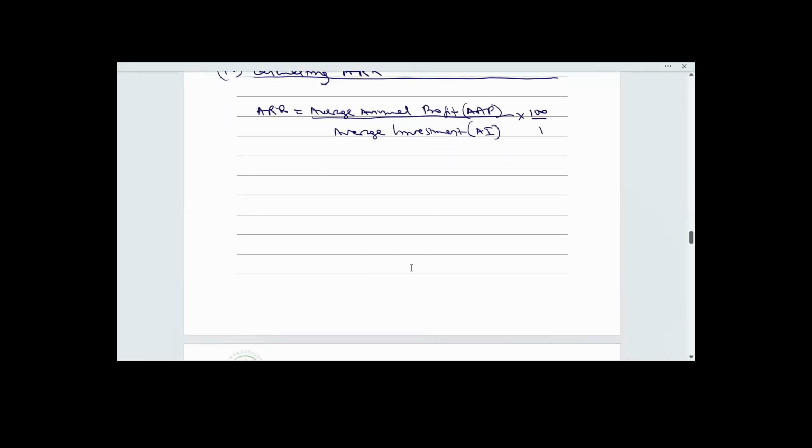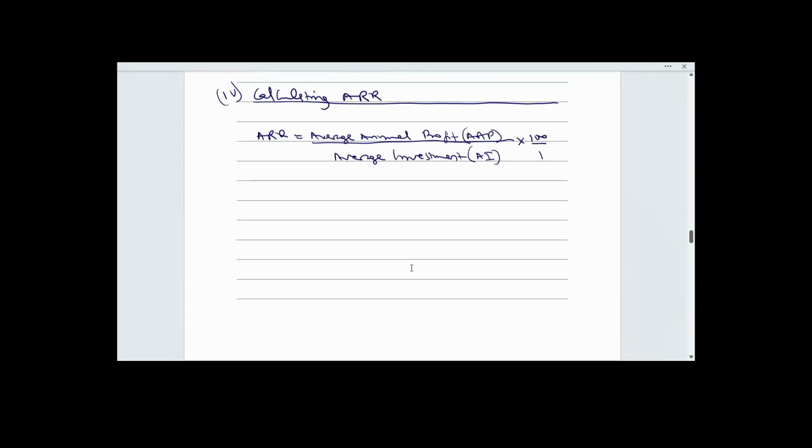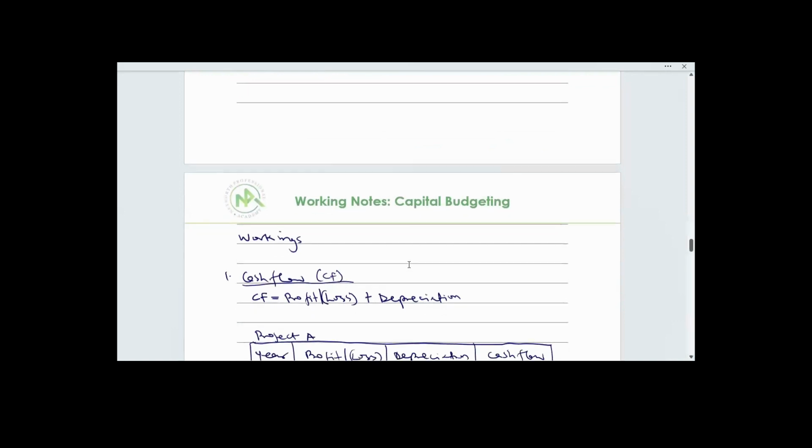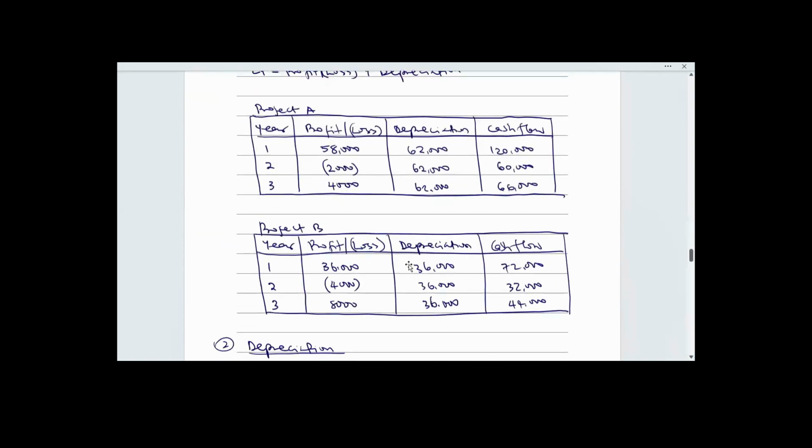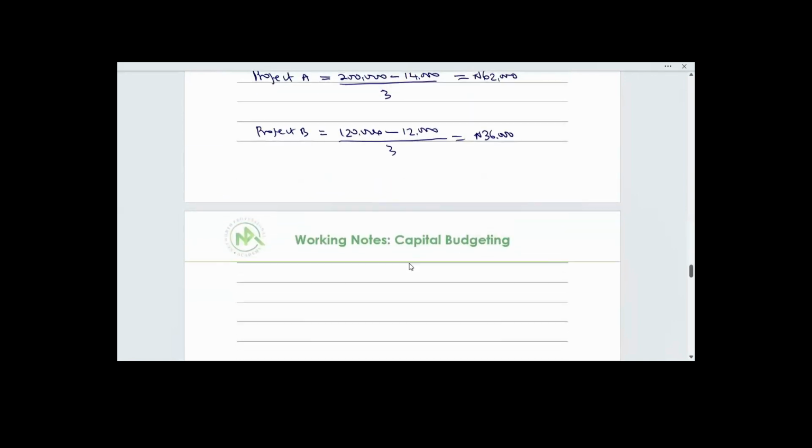So as shown in this formula, I need to calculate average annual profit. Examiner will never give to you average annual profit or average investments. So it's your responsibility to be able to do that. Therefore, I would then say project A. I will also do for project B. Project B equal. So I need to go and calculate average annual profits. Working number 3.